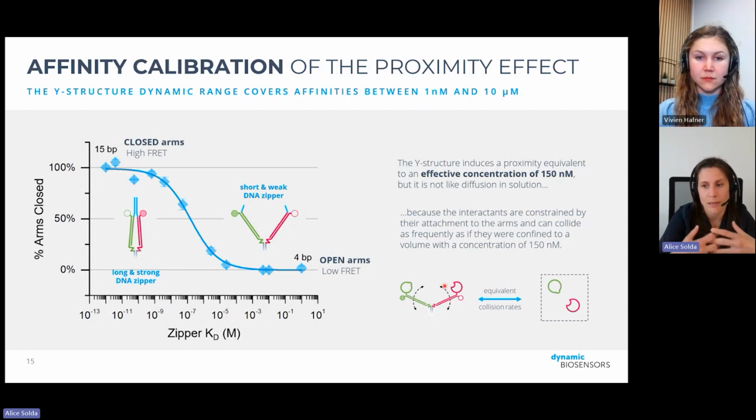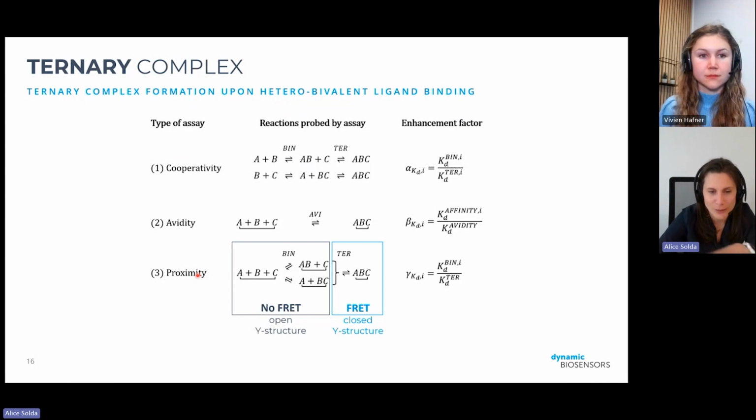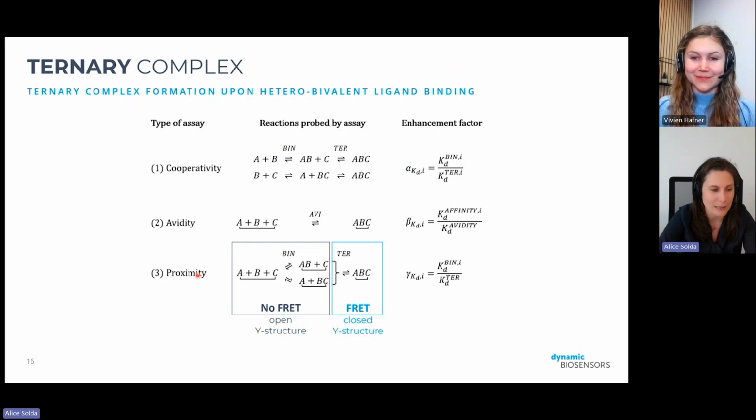So you can think that they can collide as frequently as if they were confined in a volume of 150 nanomolar. And these are just with the zipper. If you add a protein, this concentration might be slightly higher. Nevertheless, it's a good starting point to think about the experiment that you would like to perform with the Y structure. And another important piece of information: because I don't want to enter too much into the equations, I invite you to read the paper eventually, but maybe I leave it open for discussion later on.